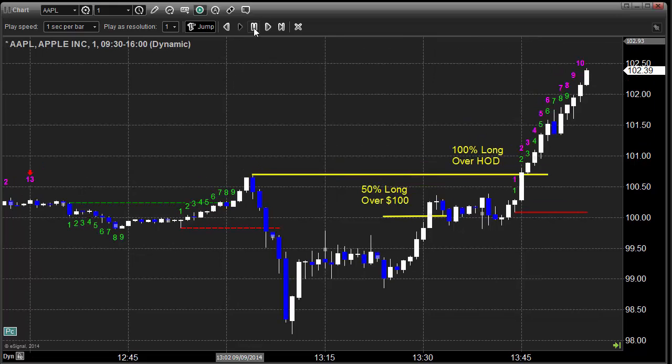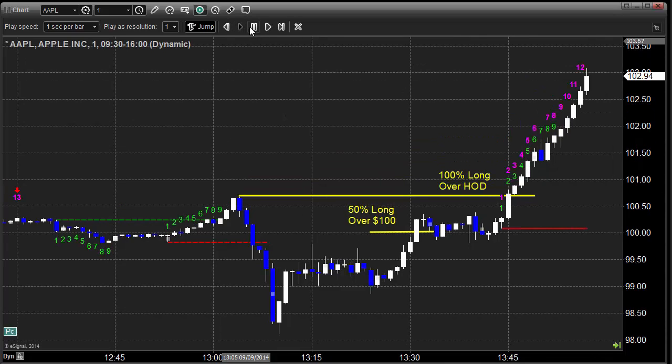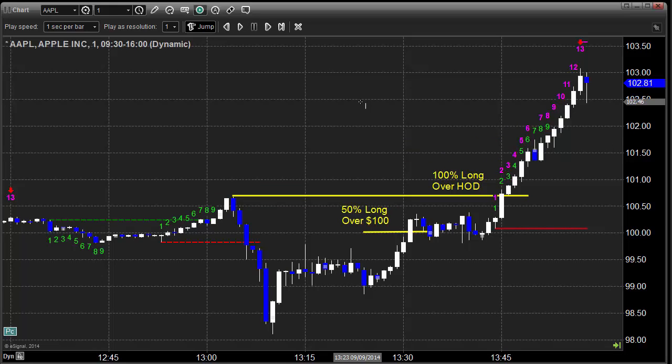Now you can see that we're marching along here with our Comber study firing. We did our 9 bars up. Those are the green numbers. And now we're starting to pay very close attention to the magenta numbers. That's the exhaustion warning. When we get to 13 in here, we're going to be looking for a reversal. This is the smaller time frame. And once we get to that 13, as we progress forward here, that's going to be when we want to be on guard for a reversal.